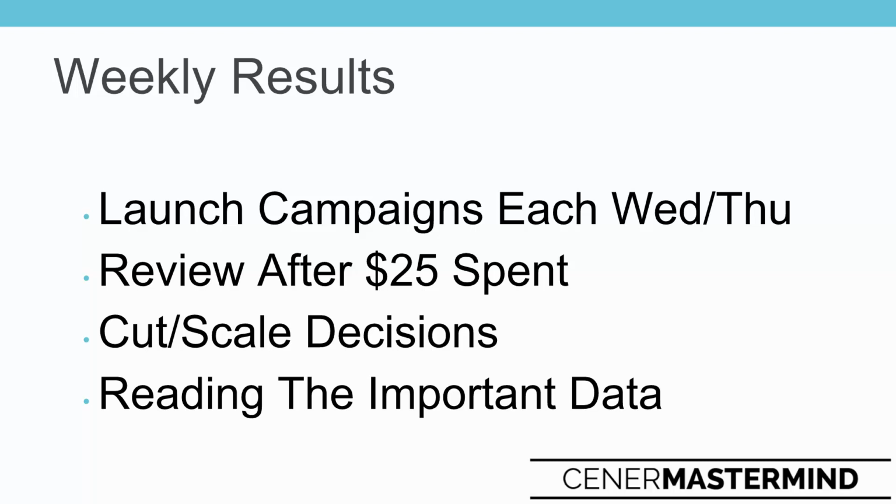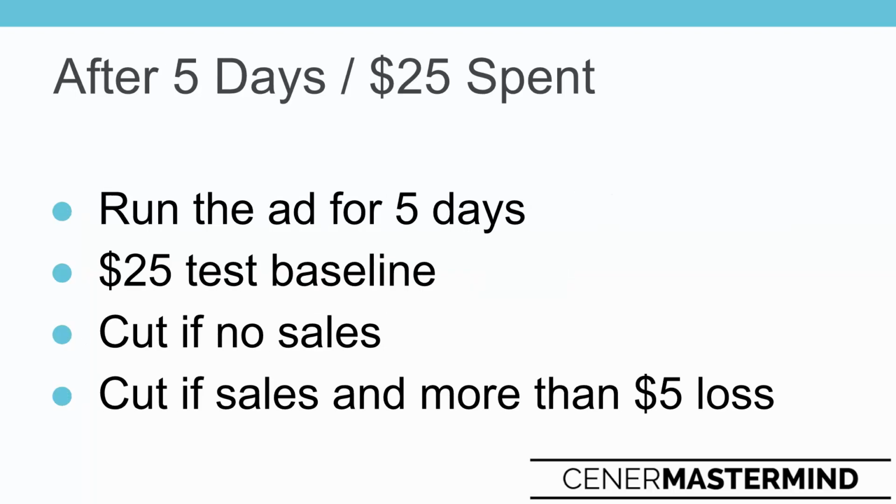okay? It's simply making cut and scale decisions based on these two levels of data that I'm going to show you. I call them front end and back end stats. And basically a little bit more about our $5 a day, $25 spend. You're running the ad for 5 days, $25 test baseline. It's very important to get to that $25 mark and basically be as close to $25 as possible so you can compare all your ad sets. Right, let's say you've tested 5 different ad sets. They've all spent $25. You can compare them equally.